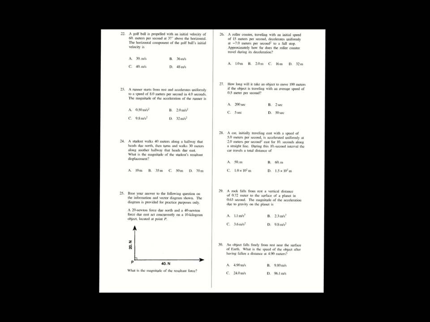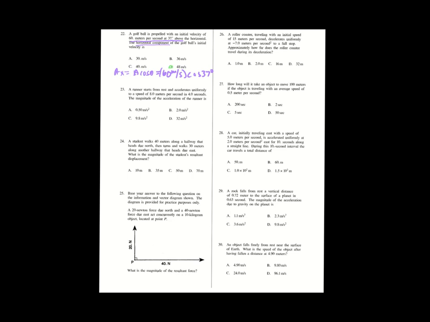But anyway, 22. A golf ball is propelled with an initial velocity of 60 meters per second at 37 degrees above the horizontal. The horizontal component is what? So we need to solve for the x component. Ax equals A cosine theta. So we could just do 60 meters per second times cosine of 37 degrees, solve, and you get about 48 meters per second.